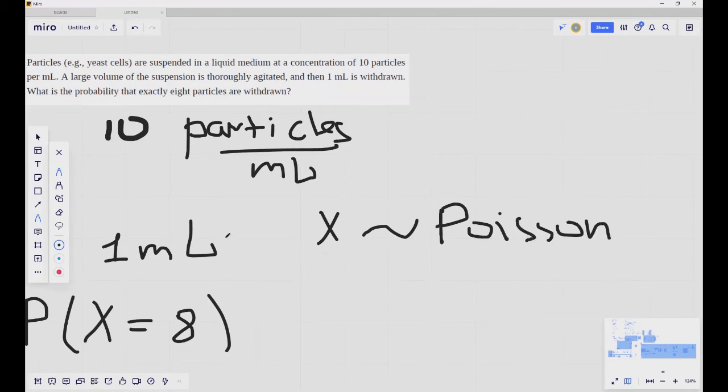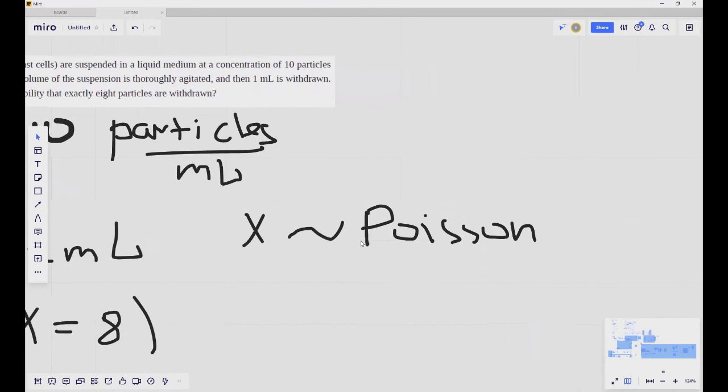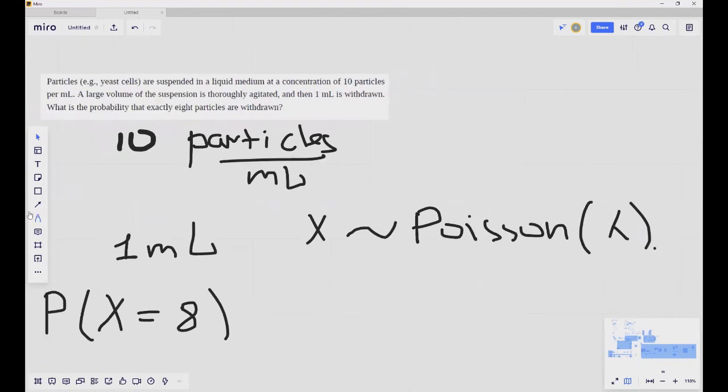We use the following notation to denote that x follows a Poisson distribution. In a case when we are working with the Poisson distribution, the only parameter that we are going to need is lambda. So now let's find lambda in that case. So we have 1 milliliter of liquid withdrawn, and on average it has 10 particles in it. So lambda is equal to 10 in that case.